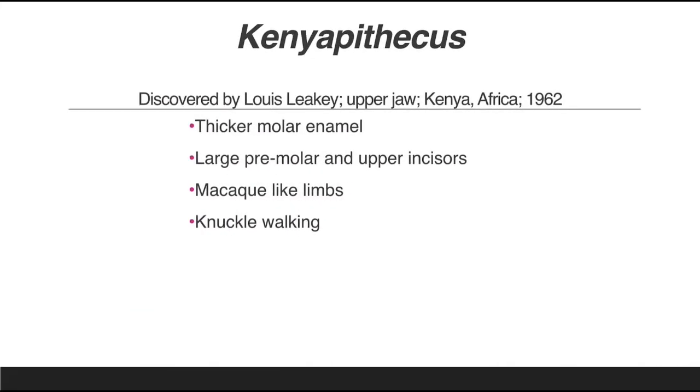It was discovered by Louis Leakey. As I said, Leakey was their name, Louis Leakey. अपर जॉ मिला है सिर्फ इसका इन केनिया, एज द नेम सजेस्ट केन्यापिथेकस. सो इट वाज फाउंड इन केनिया इन अफ्रीका, इन 1962 इट वाज फाउंड. ओके, दिस इज थिकर मोलर एनामल, इट हैज़ थिकर मोलर एनामल.